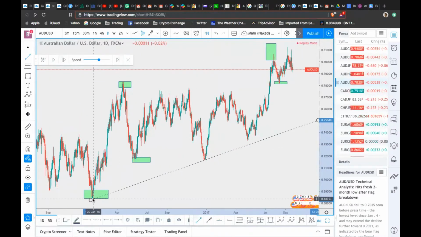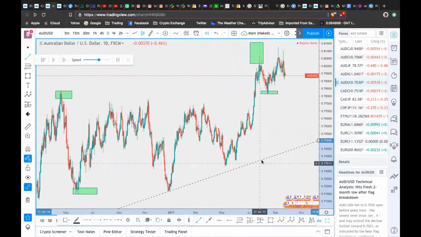So you see how right here you get these two touches. So we expect this third touch right here to bounce off, and the fourth touch, I'm looking for a break. You get what I'm saying?